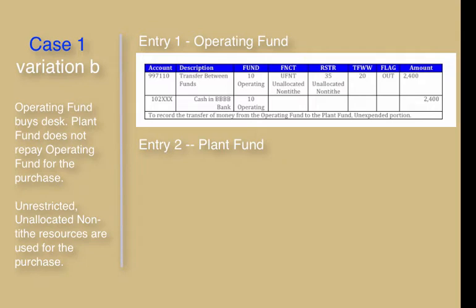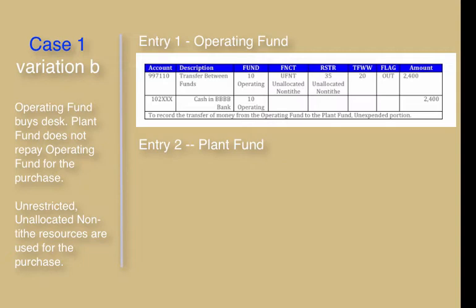The analysis code for fund here is going to be 10 because remember this is the operating side. The function will be UFNT because we need the code for unallocated non-tithe this time. The restriction will be 35, the code for unallocated non-tithe. The TFWW, because this is the transfer account, is going to be 20, and the flag will be out.